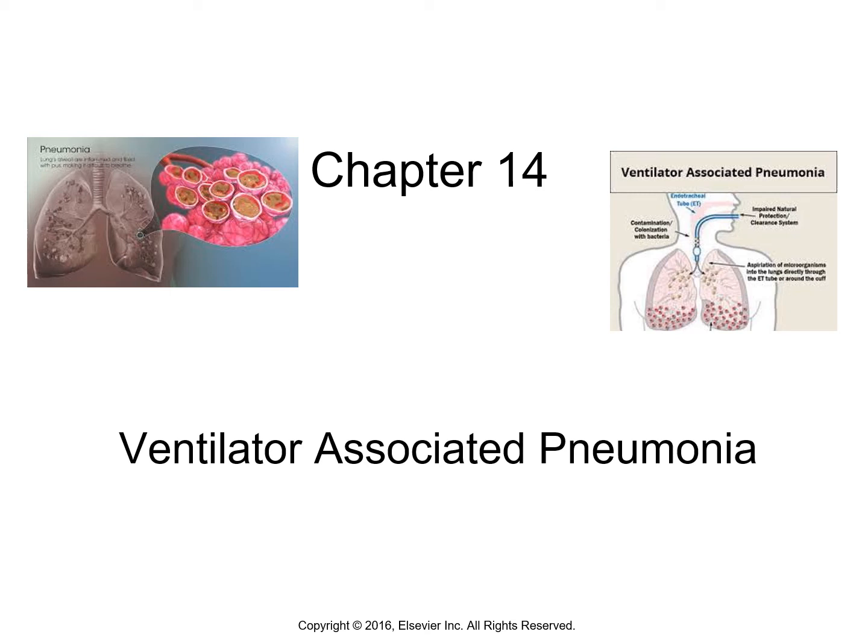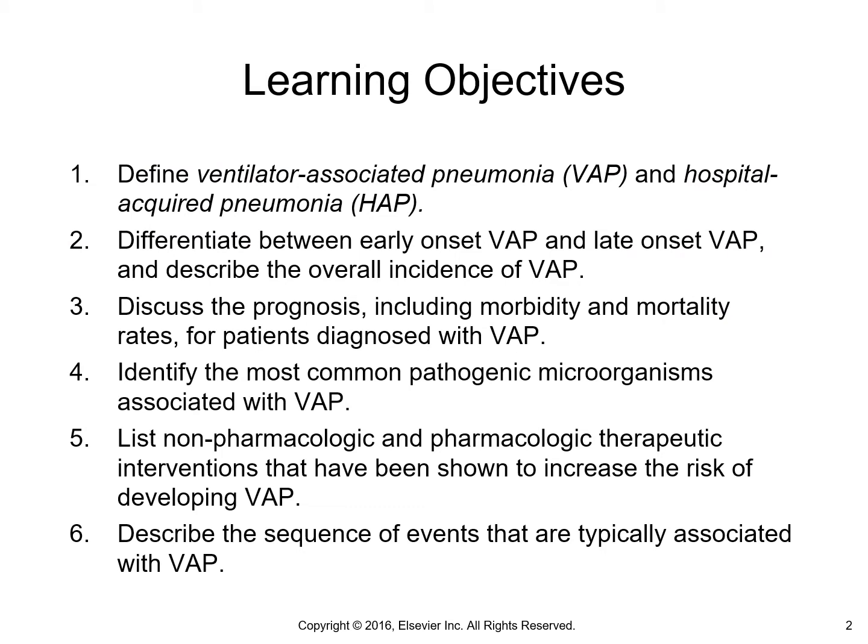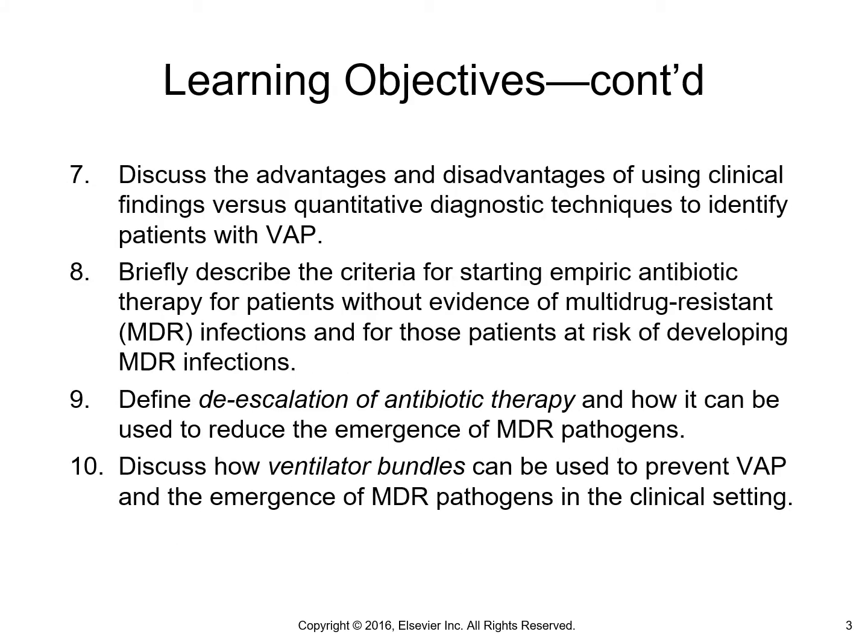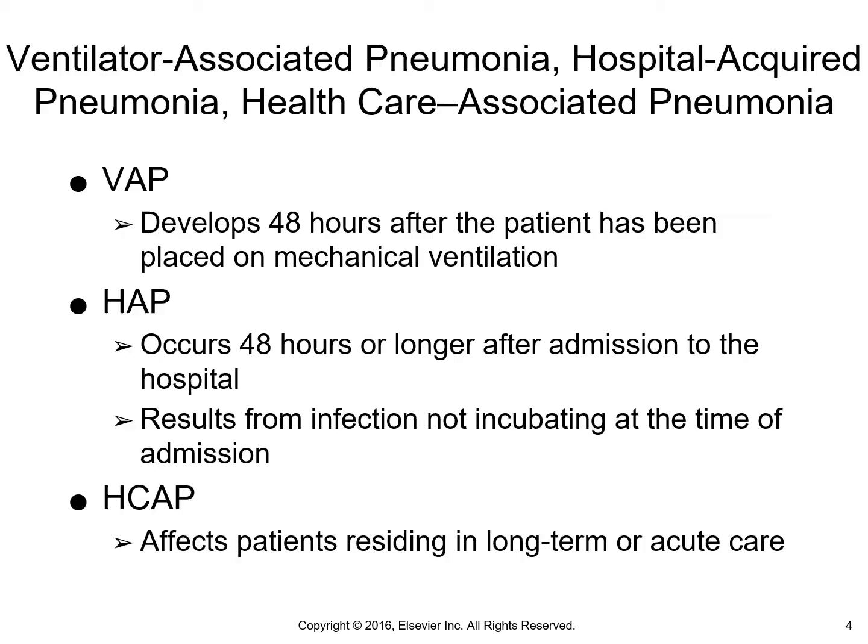Okay, so part 2 of today, for Tuesday, is looking at chapter 14, ventilator-associated pneumonia. That's what we'll be talking about. The first couple pages here are just the learning objectives. I'm not going to read through all those. Okay, so some of our key points here.